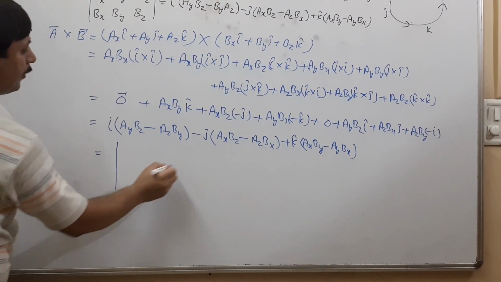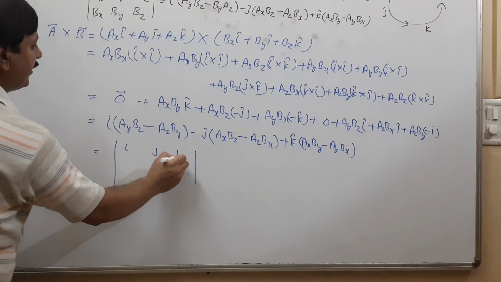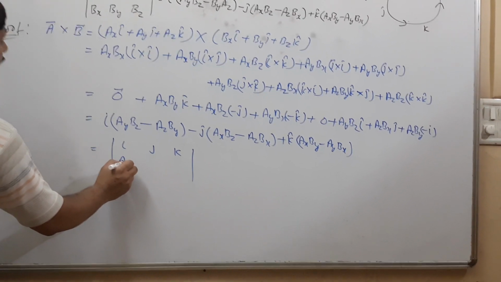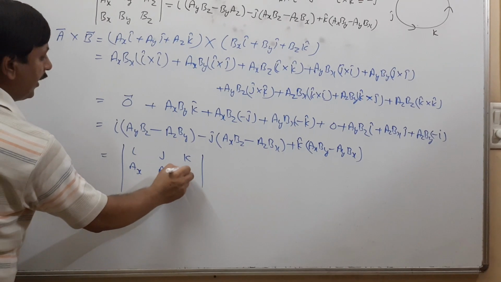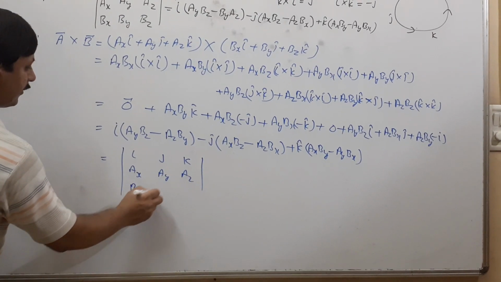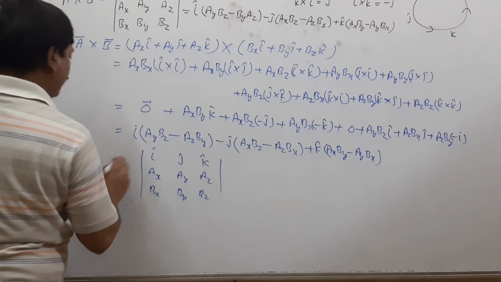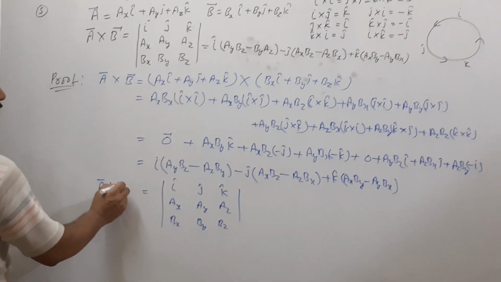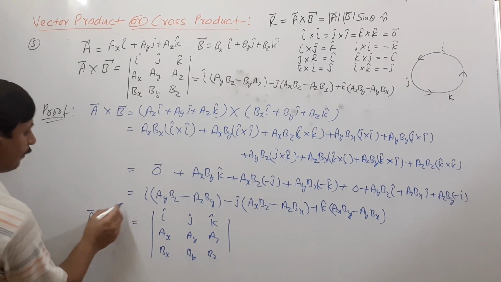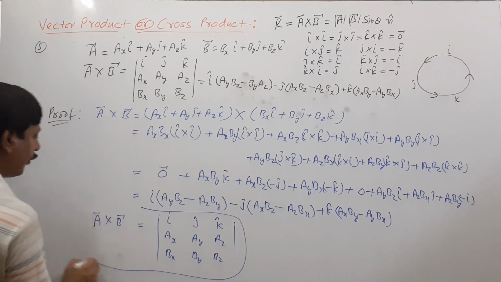In determinant form, this can be written as i j k; ax ay az; bx by bz. This is the Cartesian form, the rectangular component form of the cross product.